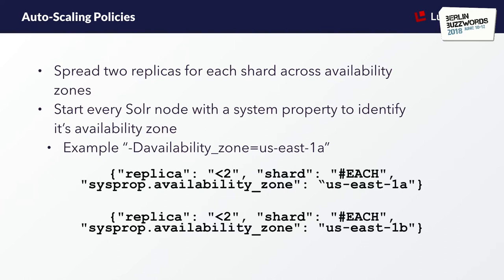And then you can define two rules where you're saying basically for each shard, make sure that the replica count is always less than 2. So if I'm creating a collection which has 2 replicas, I want to make sure it's spread across the 2 availability zones. So I'm creating a rule to say on the first availability zone, make sure you only have 1 replica and do the same for the other availability zone. So in this example, I'm spreading it across 2 availability zones.